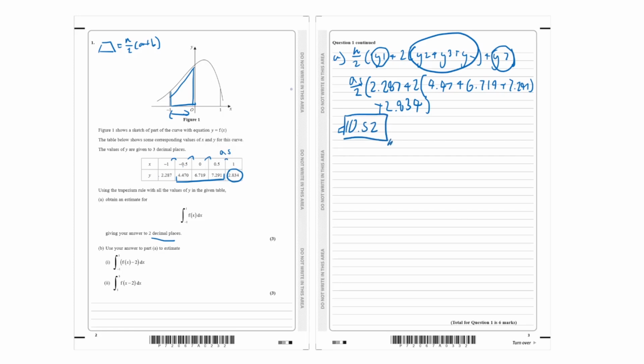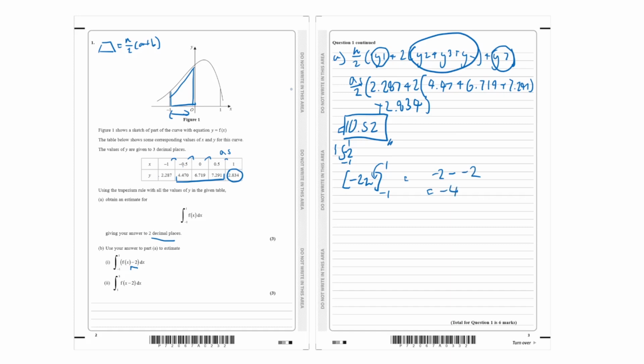Part B. Use your answer in part A to estimate the integral of f of x minus 2 to the limits of 1 and -1. But we can see that the integral of f of x we had already found. So all we have to do is find the integral of -2. So -2 integrated to the limits of 1 and -1 is given as -2x to the limits of 1 and -1. We simply substitute the limits into x, so we can see that it is equal to -2 times 1, which is -2, minus -2 times -1, which is 2. So we simply get -4.